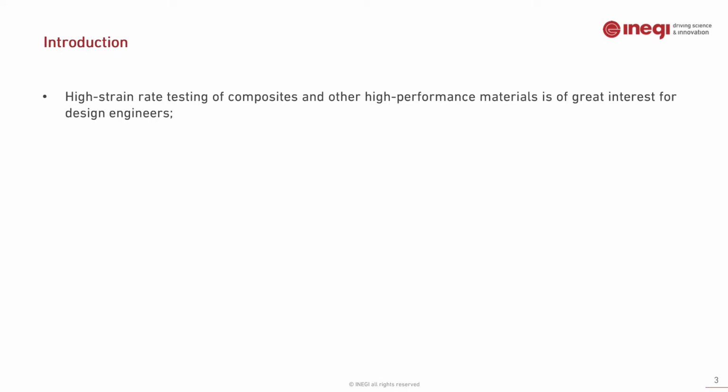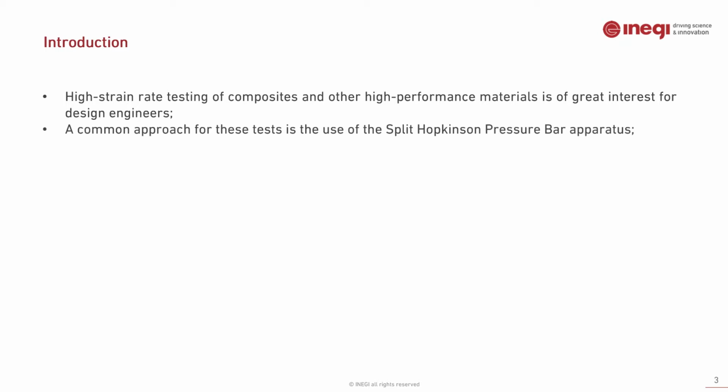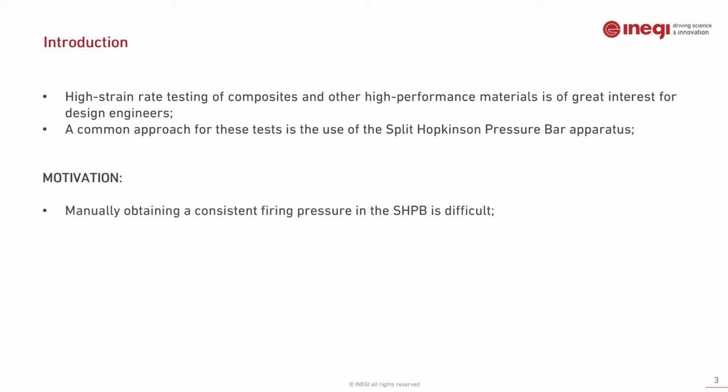High strain rate testing of composites and other high-performance materials is of great interest for design engineers, in part due to their use in the aviation and aerospace industries. A common approach for these tests is the use of the Split Hopkinson Pressure bar apparatus. However, manually obtaining a consistent firing pressure in the pneumatic variation of the bar can be difficult, and the obtained repeatability is always lower than with automated procedures.